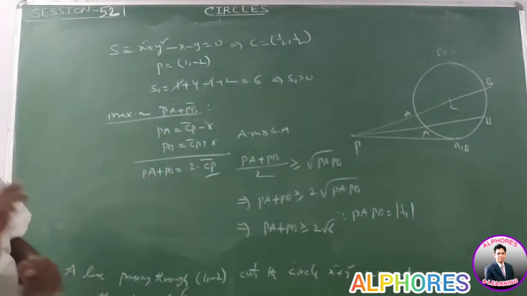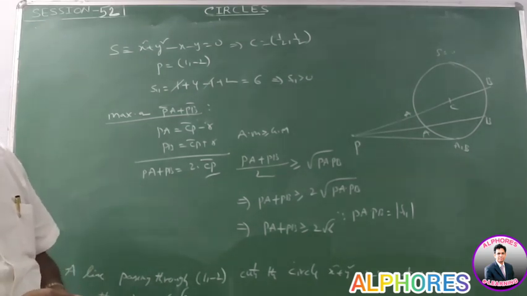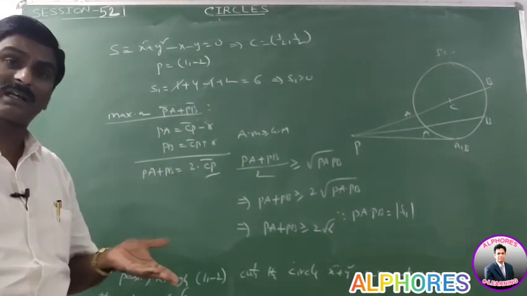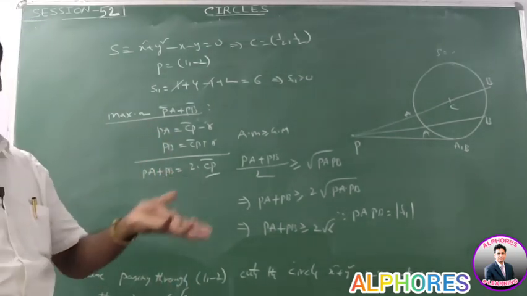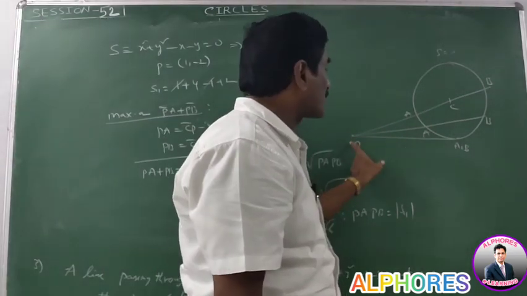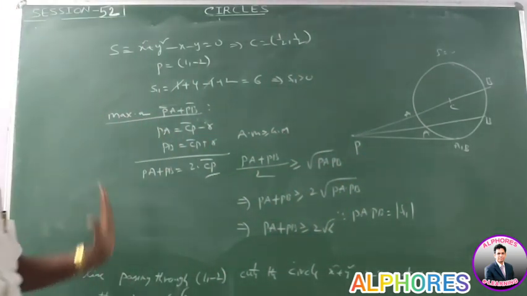In an alternative method, by using the parametric form we can also find the maximum value. Parametric form: x = h + r cos θ, y = k + r sin θ. It is an easy method. For getting the minimum value, PA = PB. For getting the maximum value, the line must pass through the center. Please note this point, very important.